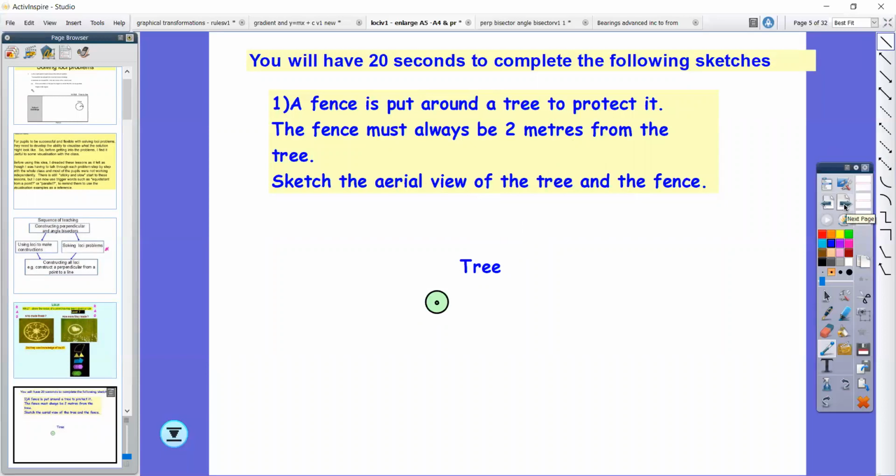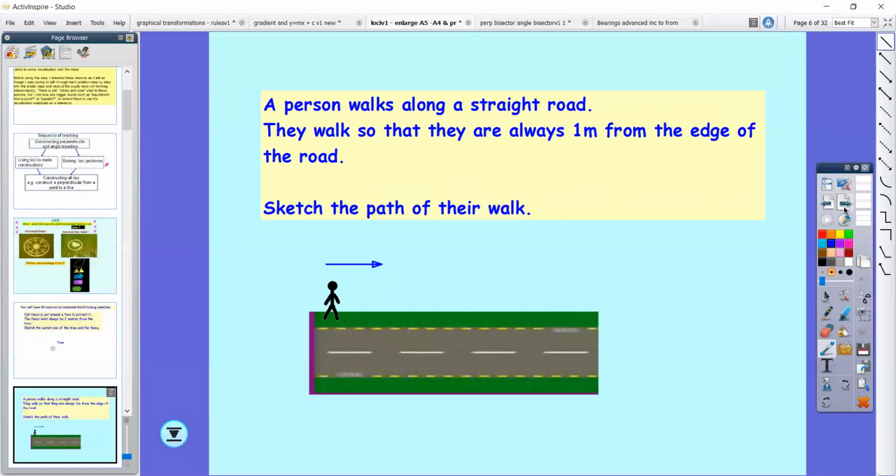Okay, so these are little trigger things you can use later on, rather than actually saying, oh, use your compass, set it to 5 centimeters, draw this, draw that. I mean, that's not helping at all if we're doing it that way. A person along a straight road, they walk, so they're always 1 meter from the edge of the road. Okay, sketch the path of their walk.